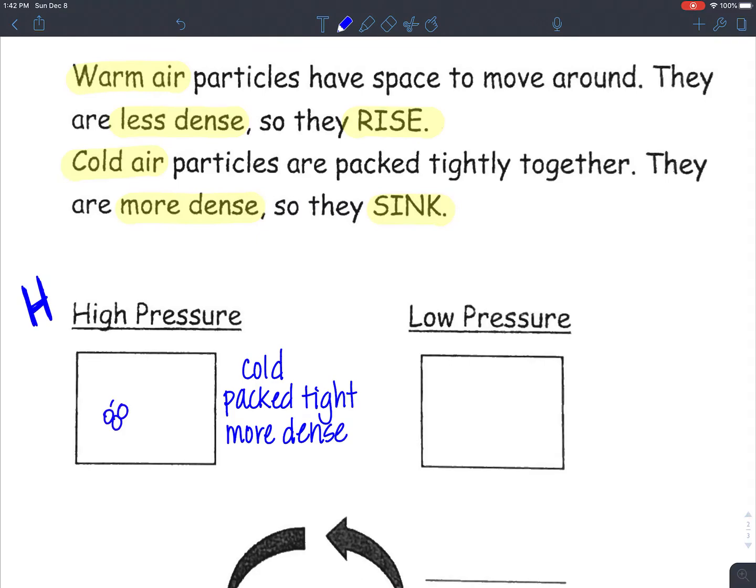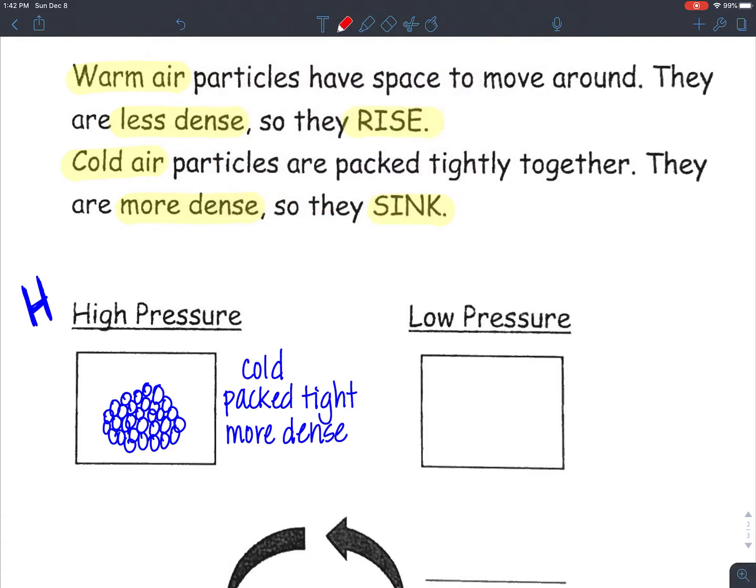So if we were to draw what those particles look like, they're really packed tightly together. I like to think of this as penguins. Penguins live in cold environments. High pressure is cold air. Penguins live in cold environments, and in order for them to stay warm, they have to huddle together real tight. So it's like a whole bunch of penguins huddled together. That's high pressure. So remember, high pressure is going to sink down because it is more dense. Those particles are really close together.